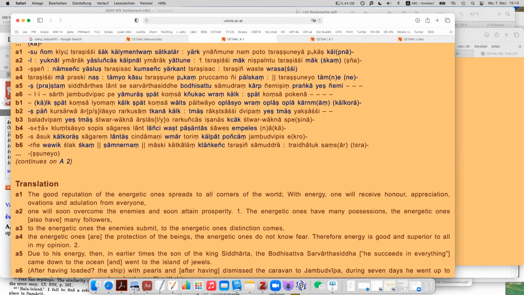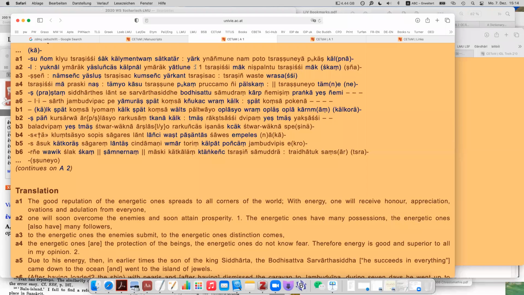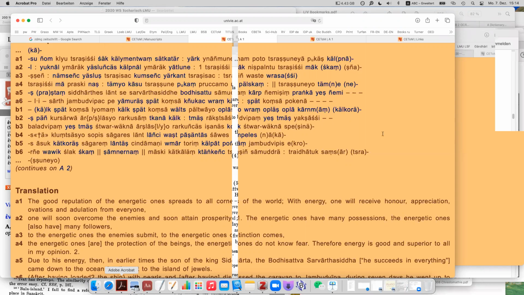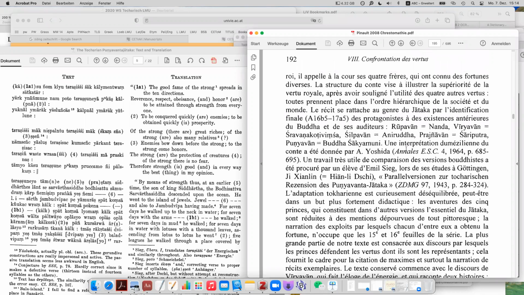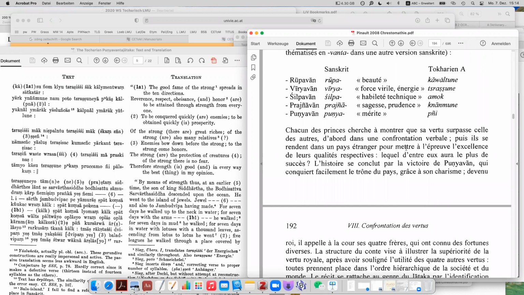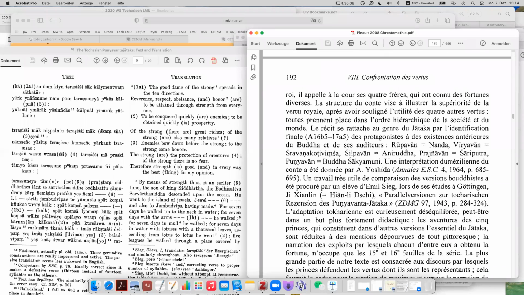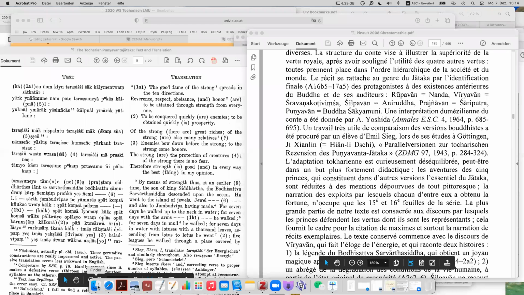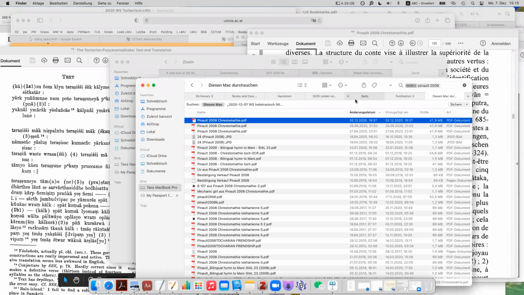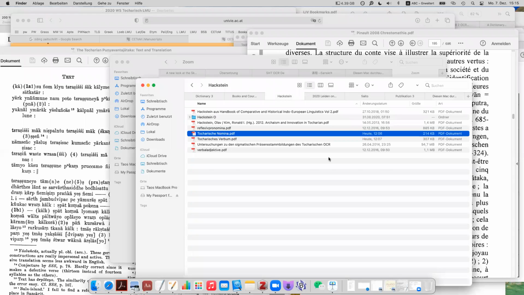This is the first verse, but we only have 3 padas. Originally, we have 4 padas, but we only have 3 padas left. Here you find the information about the parallel versions. And for the parallel versions, there's an important paper by Ji Xianlin in 1943, which we can use.